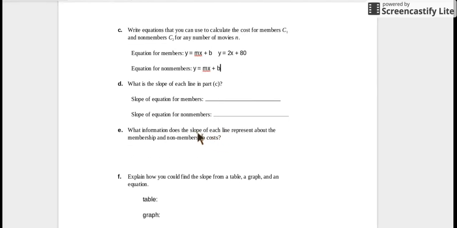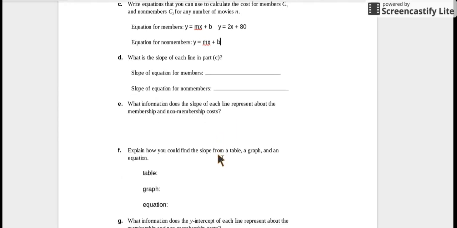So what information does the slope of each line represent about the membership and non-membership costs? Basically it's asking, what are you changing by per movie? That's what they're asking. Well, what is changing? You're changing your cost per movie.